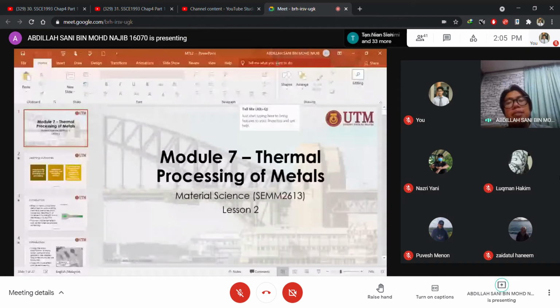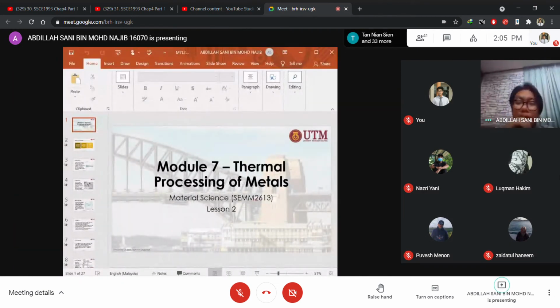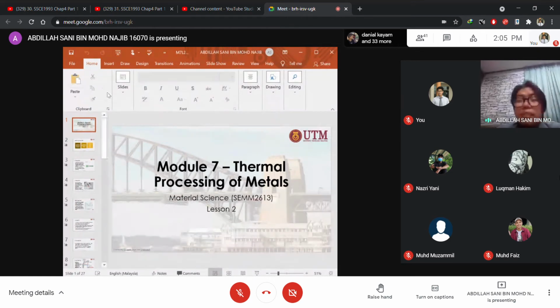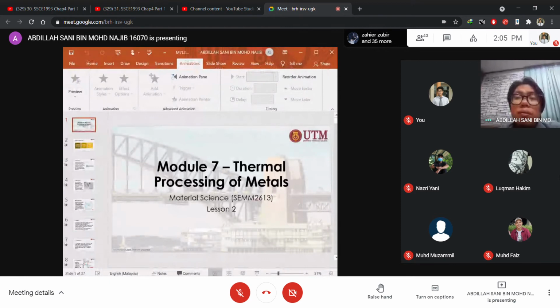Okay. So boleh nampak saya punya slide? Boleh, sir. All right. So last time betul lah. Last time kita belajar iron carbon system kan? Last time satu jam. Good. I think I have finished the iron carbon system. Okay, let's see.